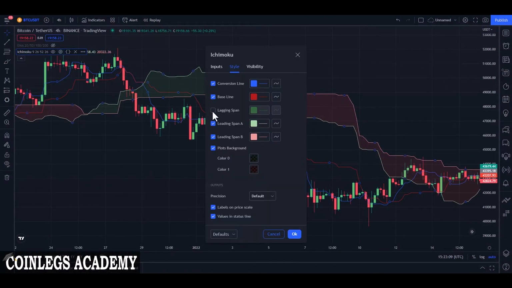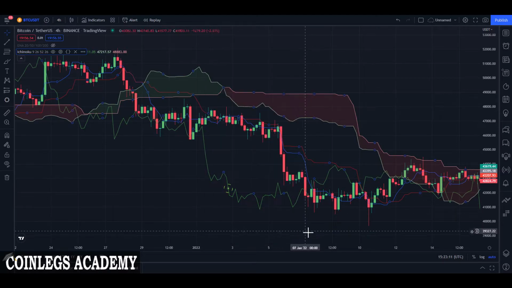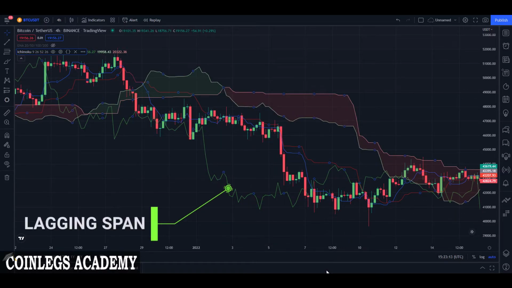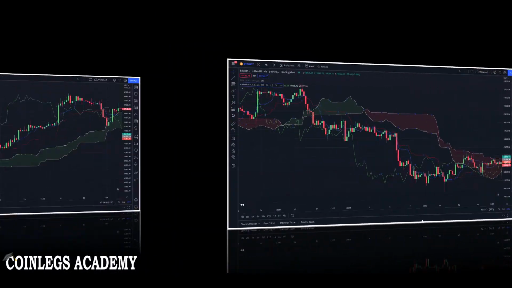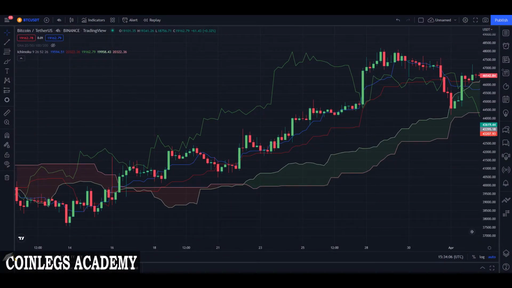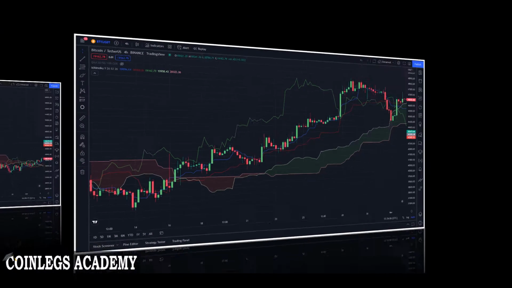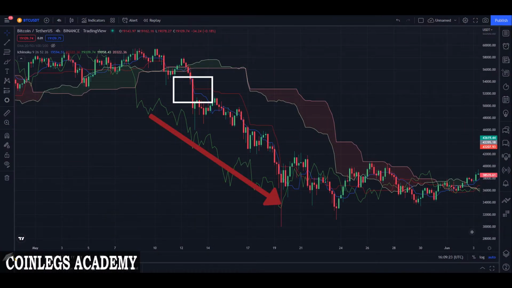And for the last one, the Ichimoku indicator has a lagging span. Some traders are using it, some of them not. You can confirm your trend with the lagging span as well. For example, let's say you have an upward signal on Ichimoku. The lagging span can confirm for you it's a strong upward signal. And it's the same with a downward trend.